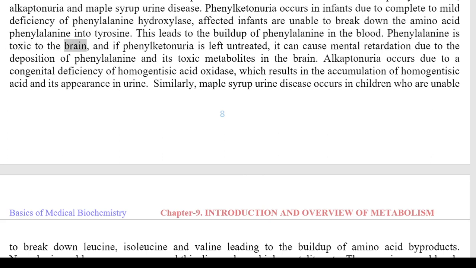Phenylalanine is toxic to the brain, and if phenylketonuria is left untreated, it can cause mental retardation due to the deposition of phenylalanine and its toxic metabolites in the brain. Alkaptonuria occurs due to a congenital deficiency of homogentisic acid oxidase, which results in the accumulation of homogentisic acid and its appearance in urine. Similarly, maple syrup urine disease occurs in children who are unable to break down leucine, isoleucine, and valine, leading to the buildup of amino acid byproducts.